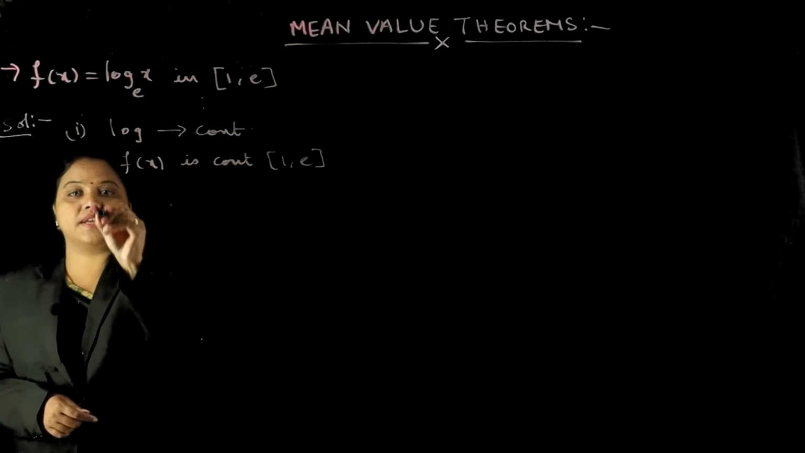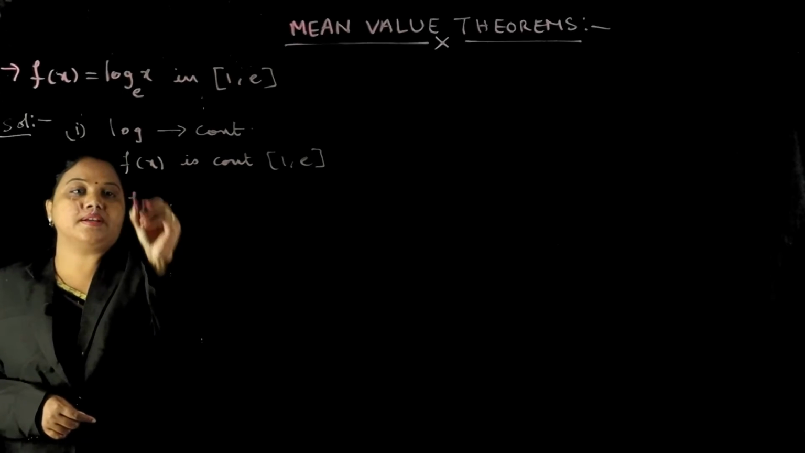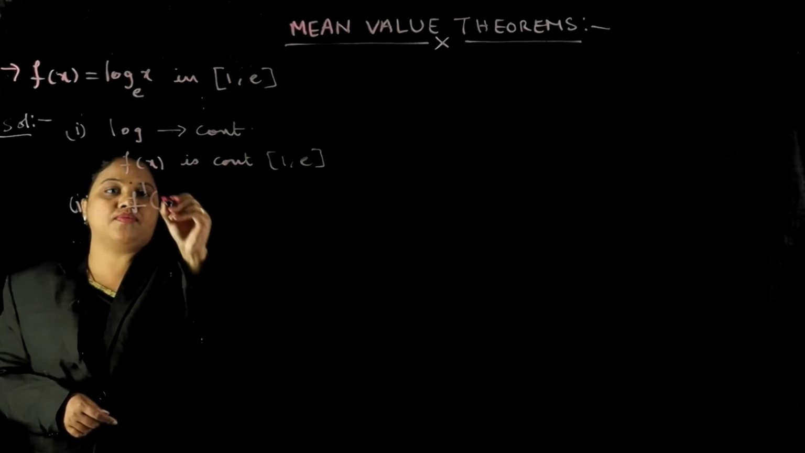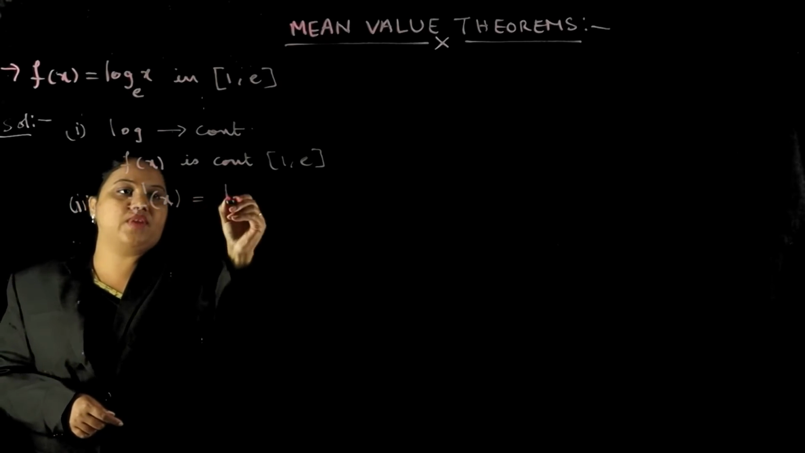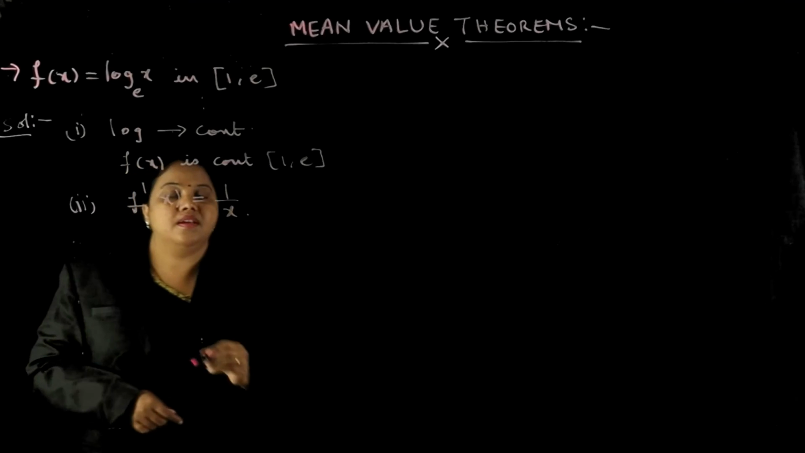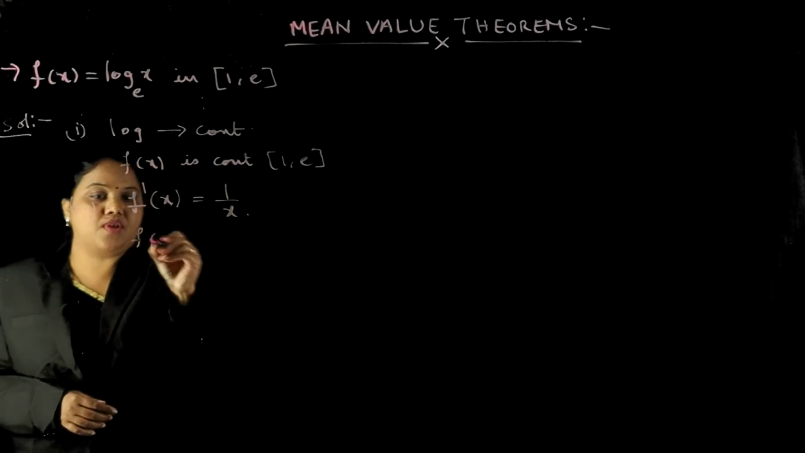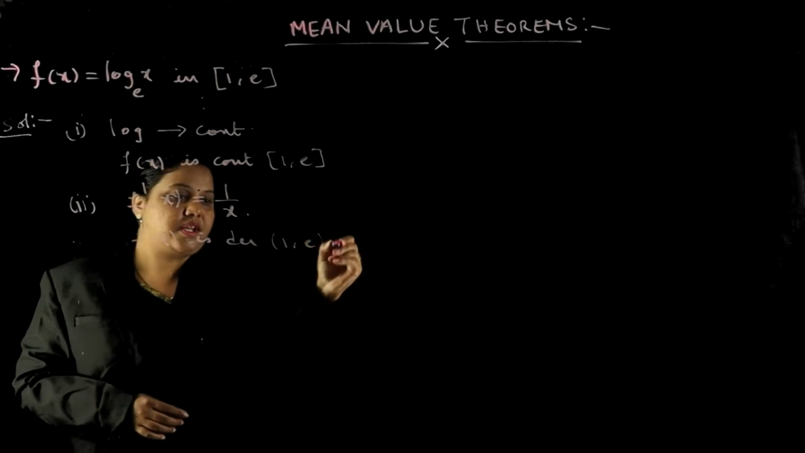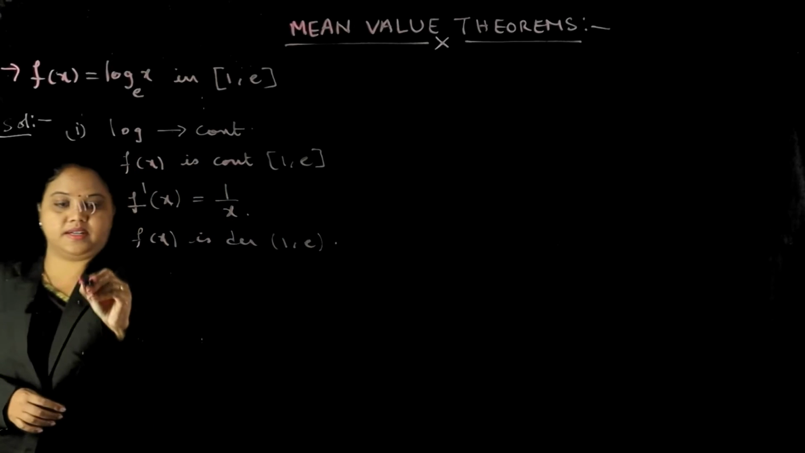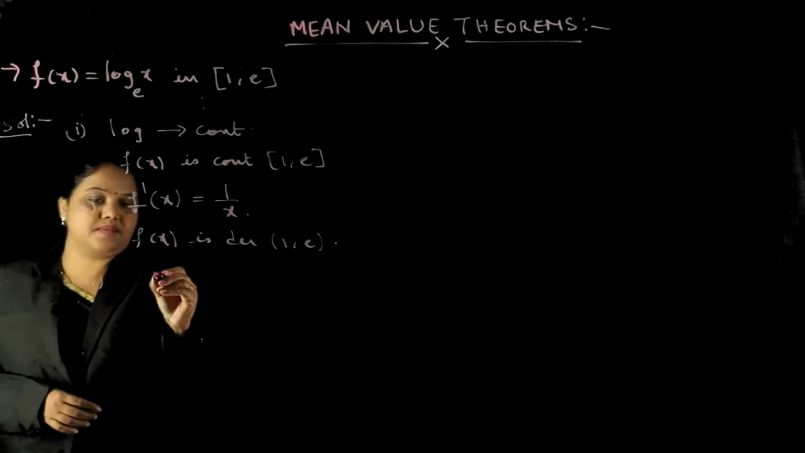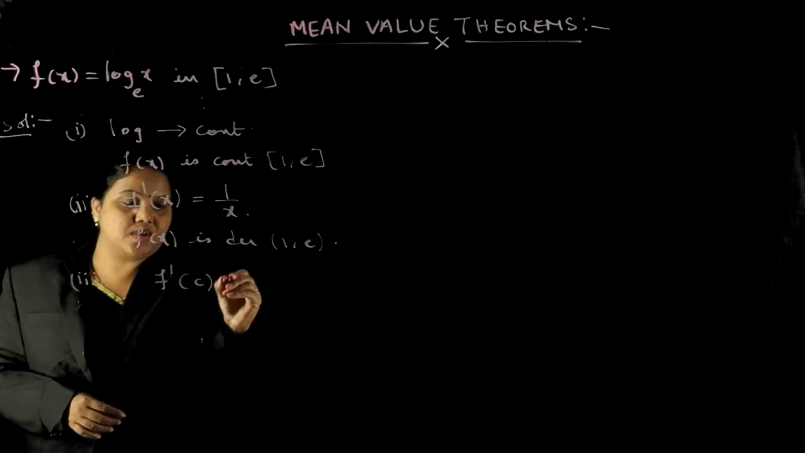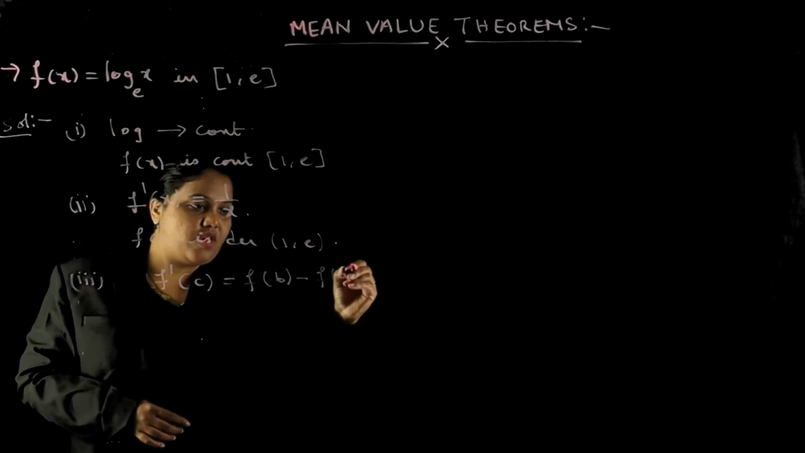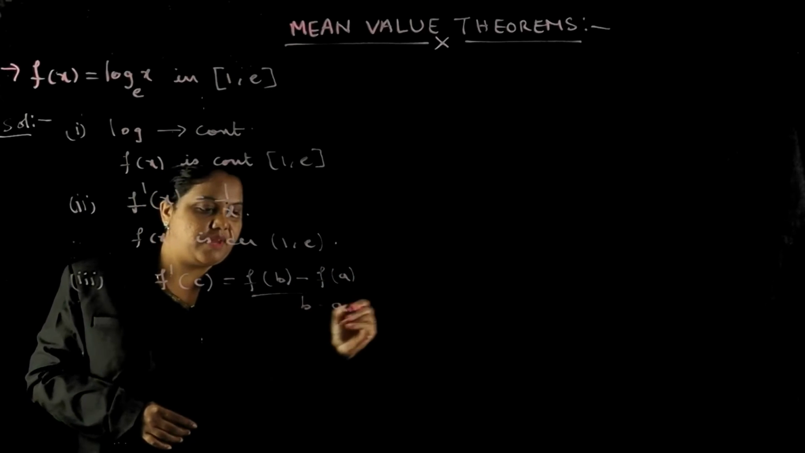Now let us check the second condition. Here it is f of x, so the derivative of log x will be 1 by x. Right? So here we can see that f of x is also derivable in the open interval (1, e). Let us check the third condition. The third condition simply says that f dash of c should be equal to f of b minus f of a by b minus a.